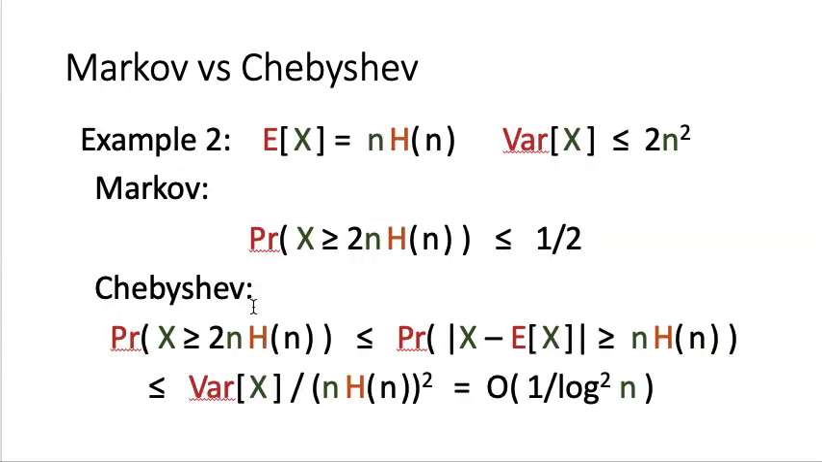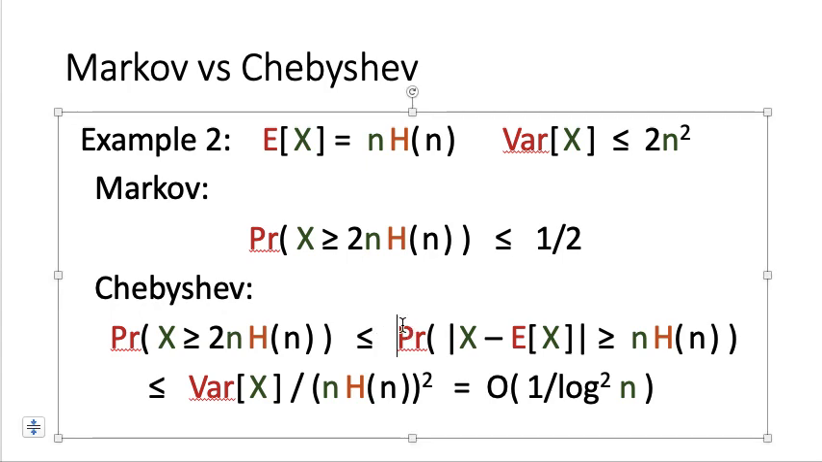And now we can proceed to find out the bound from Chebyshev's inequality. So the probability that X is greater than or equal to 2nH_n will be less than or equal to, we change this into the form where we can apply Chebyshev's inequality: the absolute value of X minus E[X] is greater than or equal to nH_n. Again, this is a less-than-or-equal sign because we are taking absolute value, which has two cases.